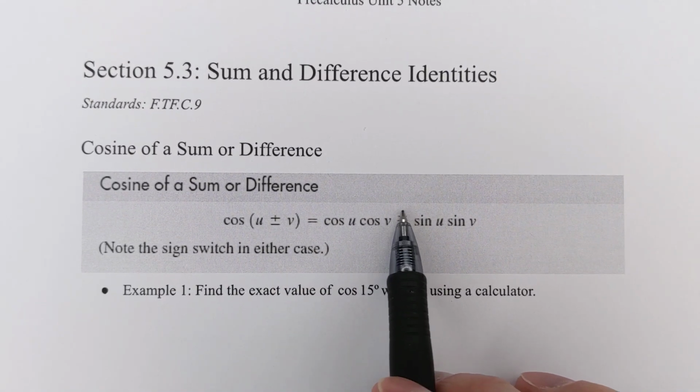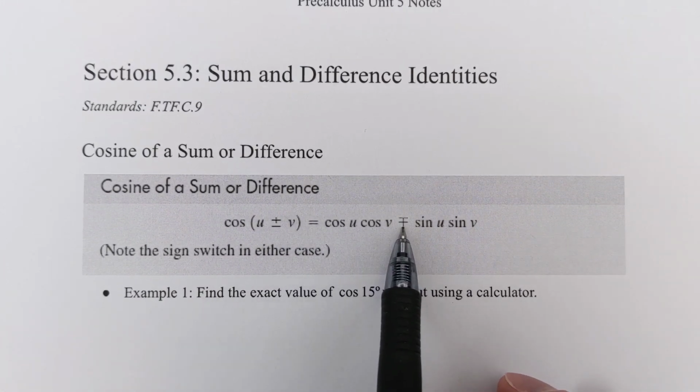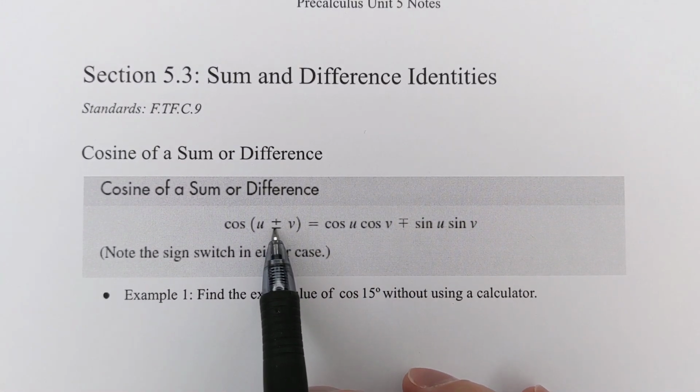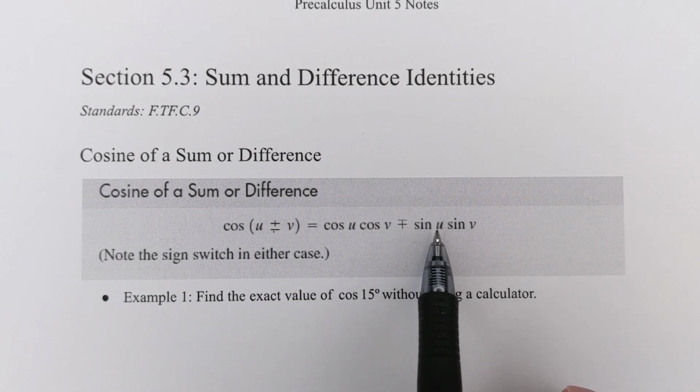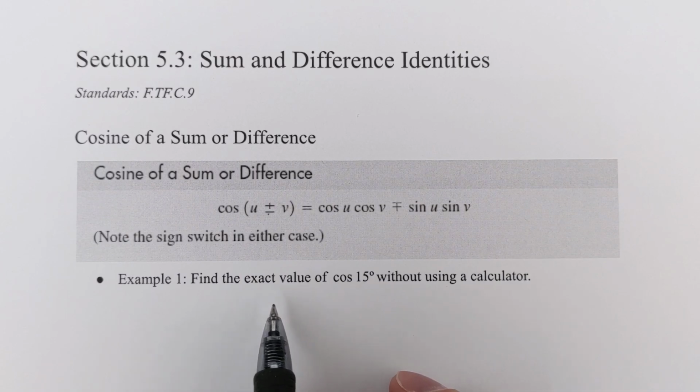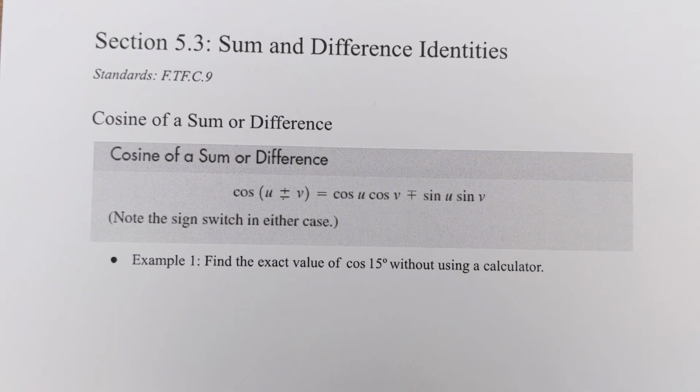And then over here, if you notice, you've got a minus-plus symbol, which just means that the sign that appears here is the opposite of the sign that appears here. So if this is the sum of angles, you'd use a difference over here, and then the sine of the product. So I'll find the exact value of the cosine of 15 without using a calculator.